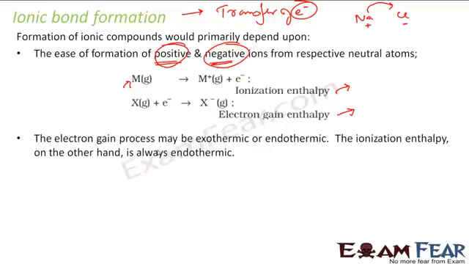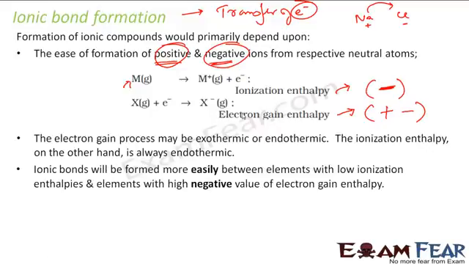In this case, the electron gain process may be exothermic or endothermic, so it may give energy or may take energy. But the ionization enthalpy always needs energy. To pluck out an electron, you always need energy. But to add an electron, sometimes the atom gives energy because it attains stability, or sometimes you have to provide extra energy to make sure that the atom takes an extra electron.